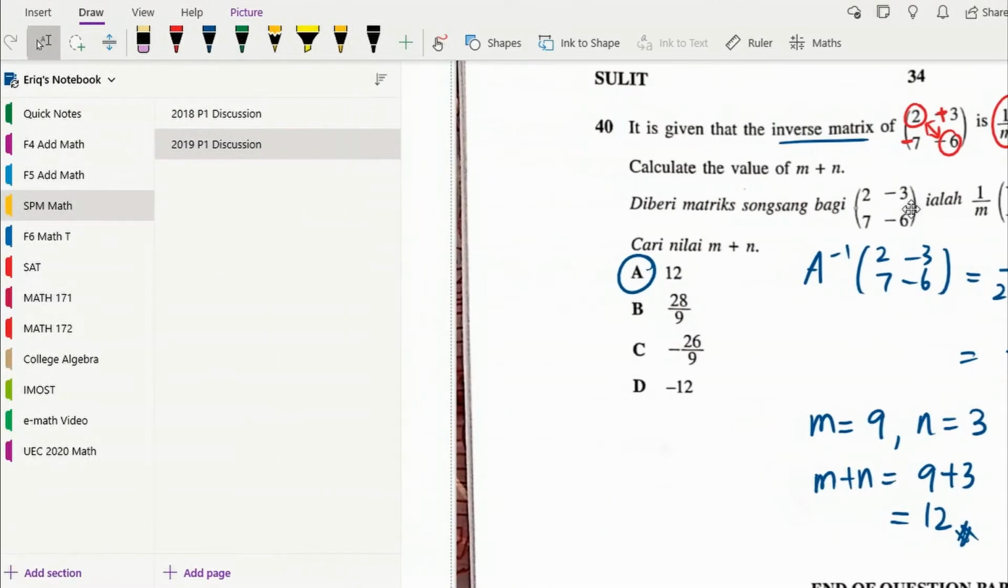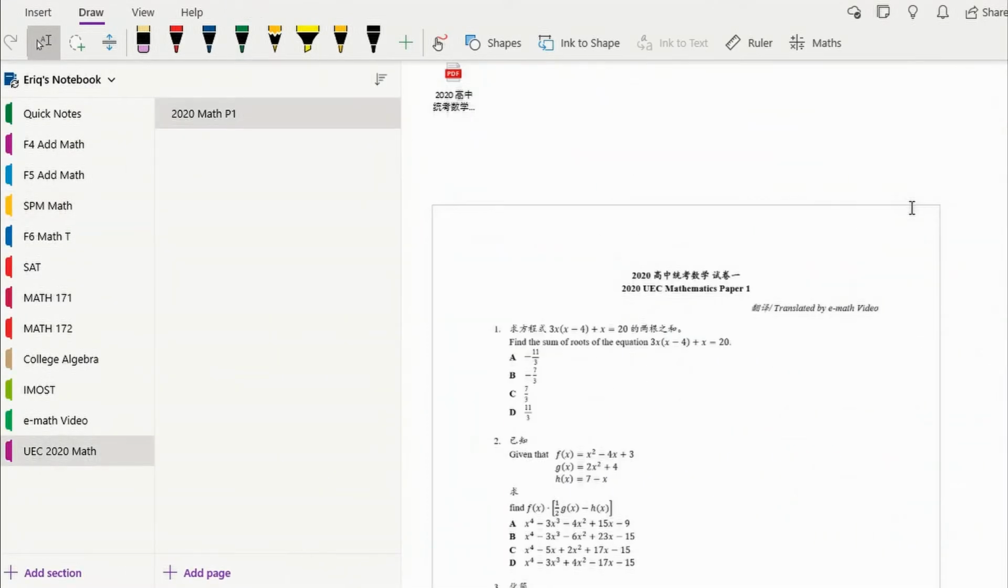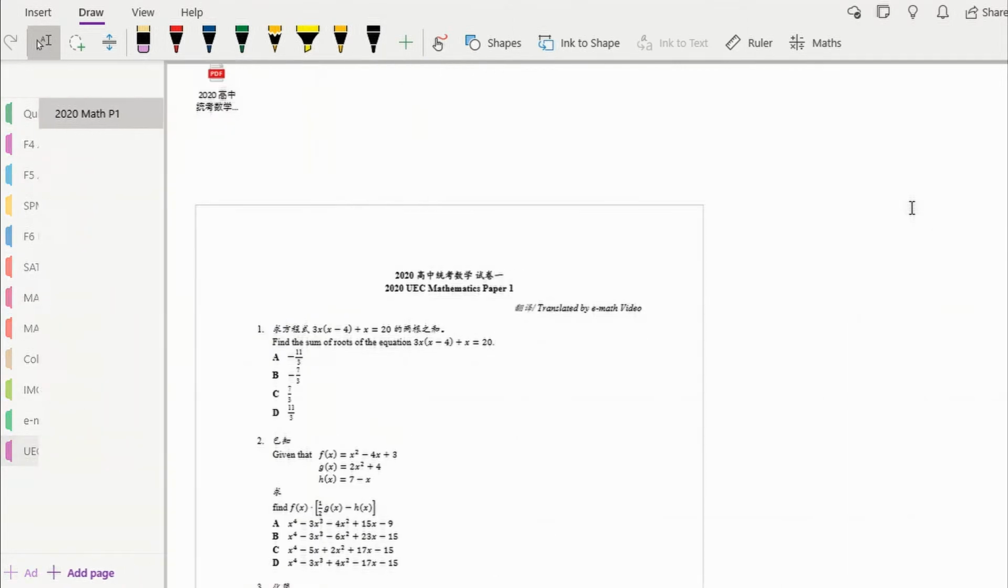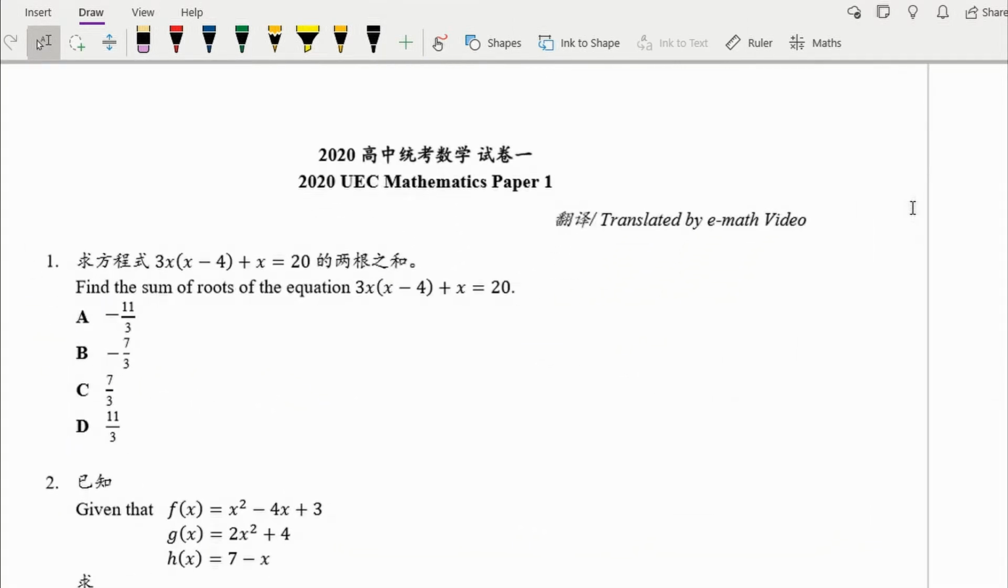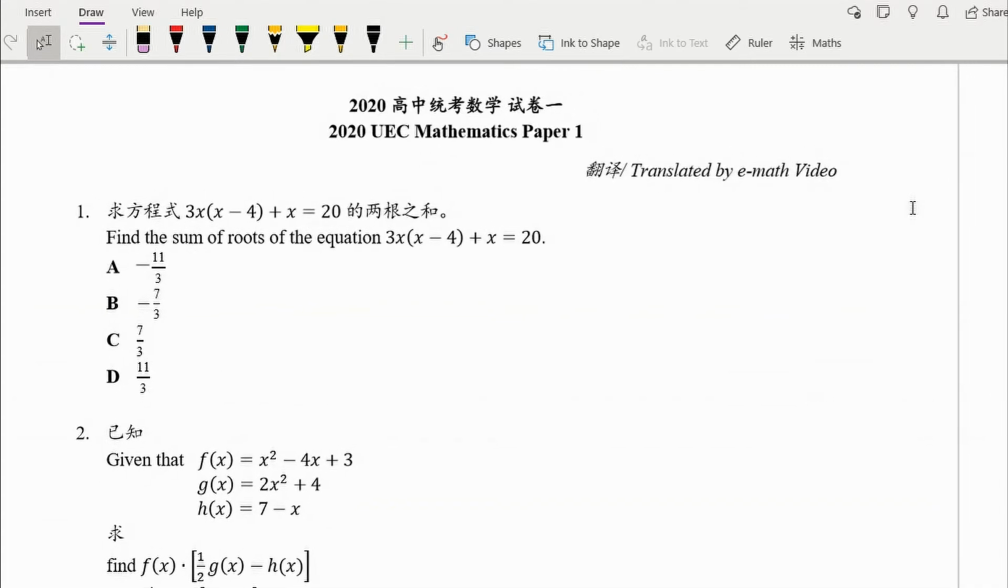Okay, now we'll discuss the UEC math paper from yesterday. Yeah, 新鲜出炉的高中统考数学试卷一。For paper 2, I'm still translating, so I will post it once I translate it. And another thing is that I translated these questions myself, so it may not be really accurate, but as long as you can understand the question, I think it should be good enough.